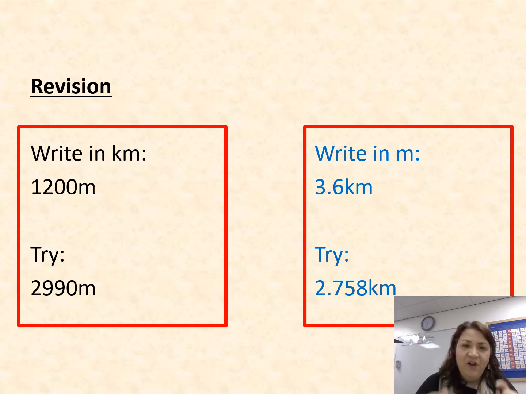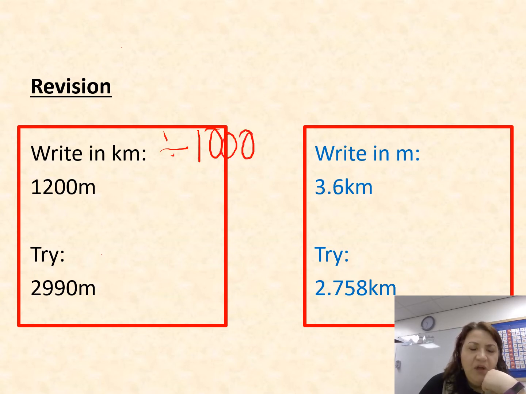We're going to divide. So for this red box, we're going to be dividing, okay? What are we going to be dividing by? How many metres in a kilometre? Kilo. We're going to divide by 1,000.